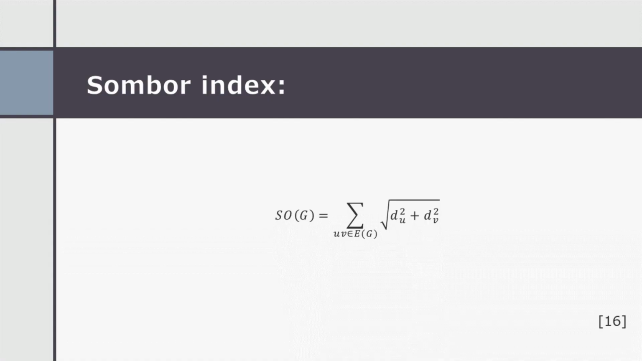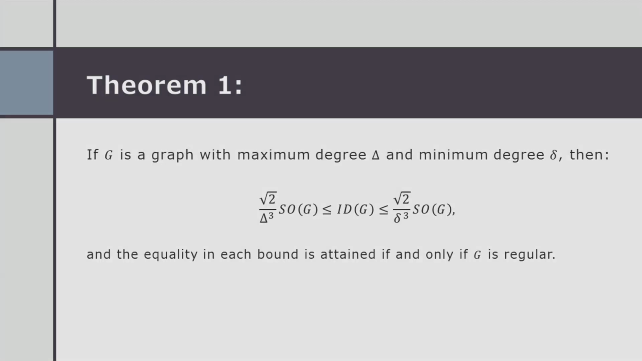The Sombor index of G was defined in 16 as this sum. Many papers have continued the study of the Sombor index. It has been shown that this index has good predictive potential. Our next result relates the Sombor and the inverse degree indices. Theorem 1. If G is a graph with maximum degree uppercase delta and minimum degree lowercase delta, then we have this relationship. And the equality in each bound is attained if and only if G is regular.